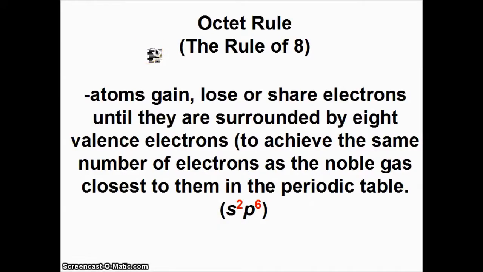So the driving force behind those charges is this octet rule, or the rule of 8, you'll hear me say. And that just states that atoms gain, lose, or share electrons until they are surrounded by 8 valence electrons. So they want to achieve the same number of electrons as the noble gas closest to them on the periodic table. They want this s2p6.